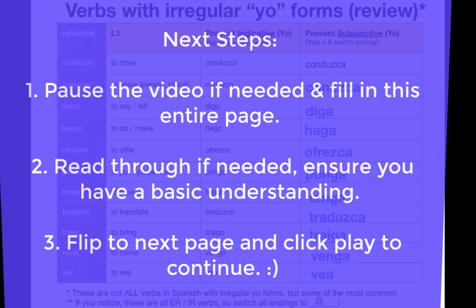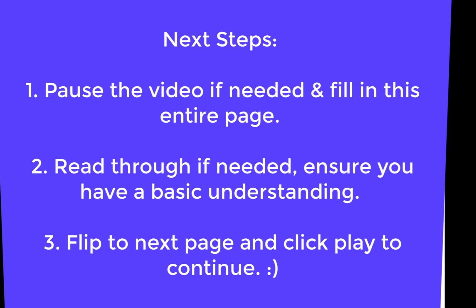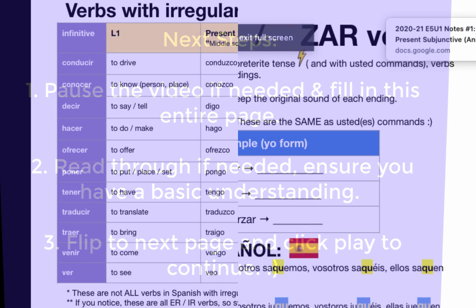So please do go ahead, pause the video, write all these in. You will absolutely be referring to these as we move forward, so please make sure that you've got all of these in before you hit play to go to the next page.